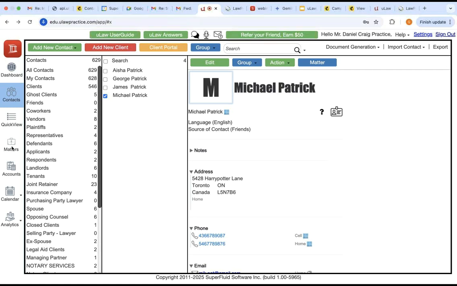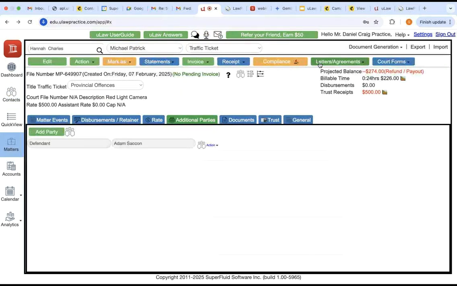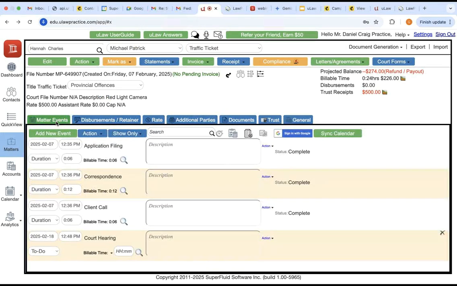Okay, right here is a contact that I have. Let me take this particular contact. I can go into the matter. This one has a few dockets.